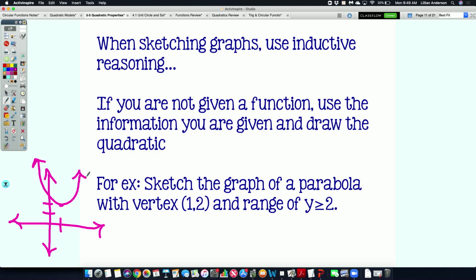Okay. Now with this particular one, they wouldn't ask you to write the equation based off of this information because all you know is your vertex. You need another point in order to actually write the equation. Yes, you could go to vertex form, plug that in, but you still need another point to find the value of A.